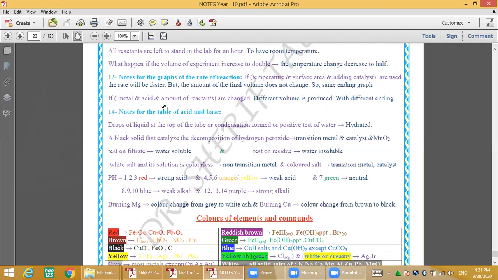If the metal, acid, or amount of reactant is changed, a different volume is produced. For example, if I have 2 grams and then you use 4 grams, you'll find that the curve will be changed.